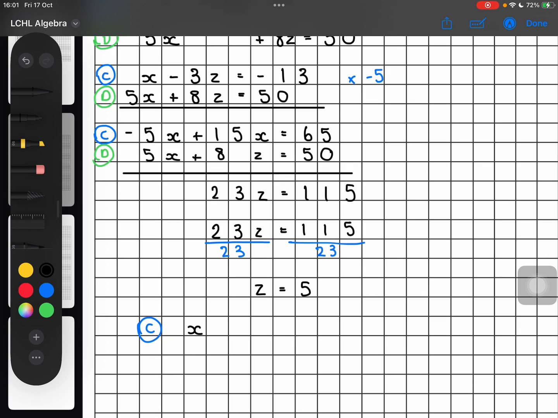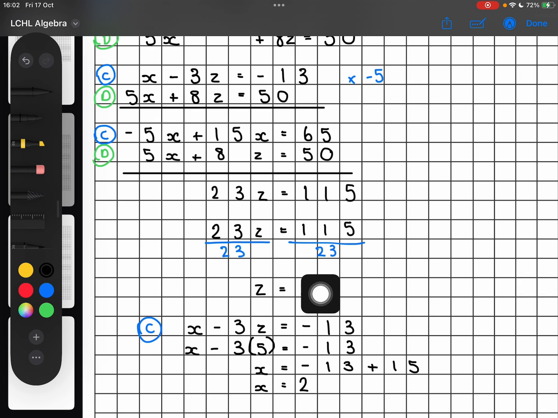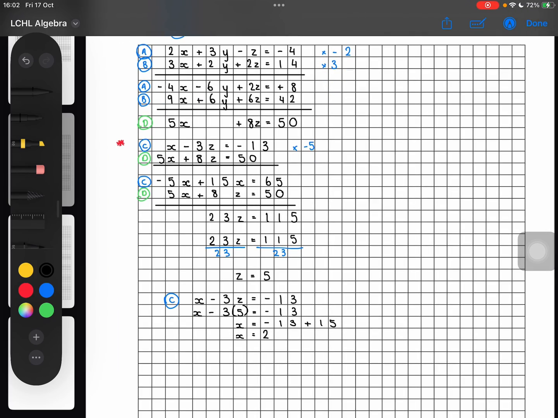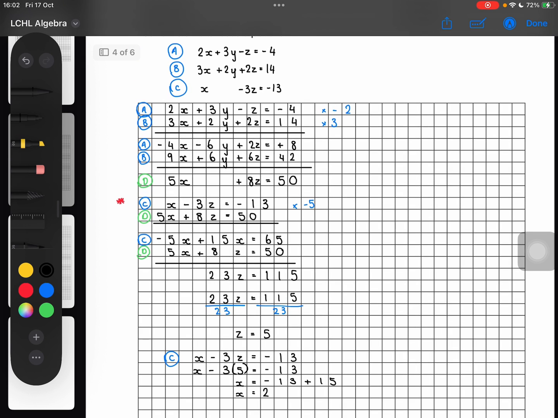Okay, so I have x minus 3z is equal to minus 13. So I'm going to use that and sub in z as 5, so that I get x is minus 13 plus 15. So x is 2. Okay, now that I have my junior cert part solved, my 2 unknowns solved, now I go back to the leaving cert part, which is getting that 3rd variable. So I go up to one of my actual original equations that were given to me in the question. If this moves, thank you.